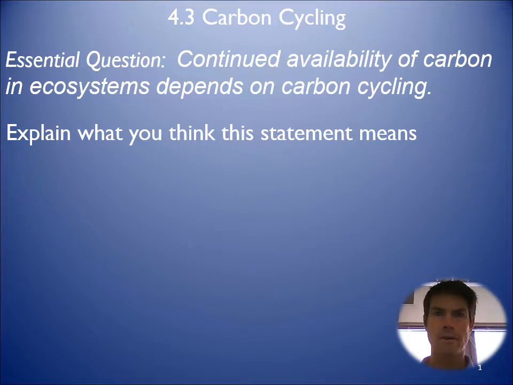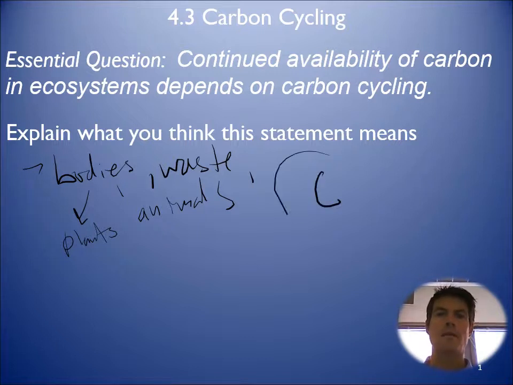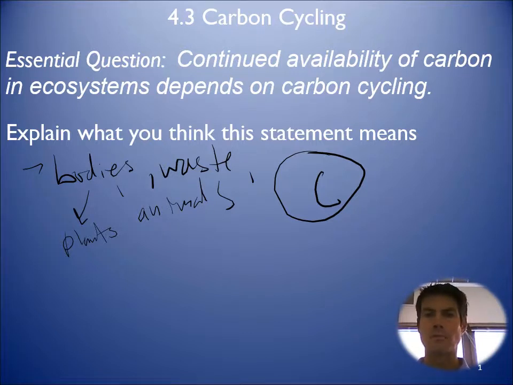Start out here. What is the statement meaning? Continuing availability of carbon depends on carbon cycling. That is all of our animal bodies and waste and plant bodies. So we got any kind of living organism, so plants and animals, contain carbon. And if we don't re-release that carbon back out into the environment, we're not going to be able to incorporate that because we are carbon-based.